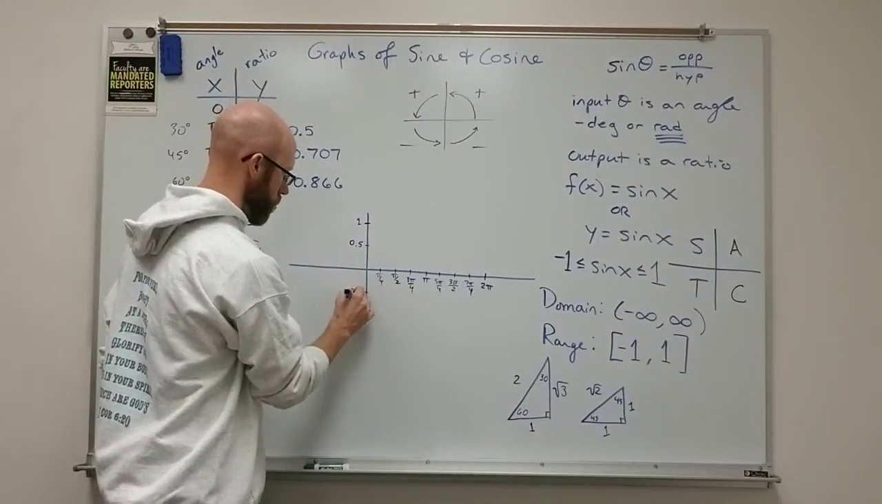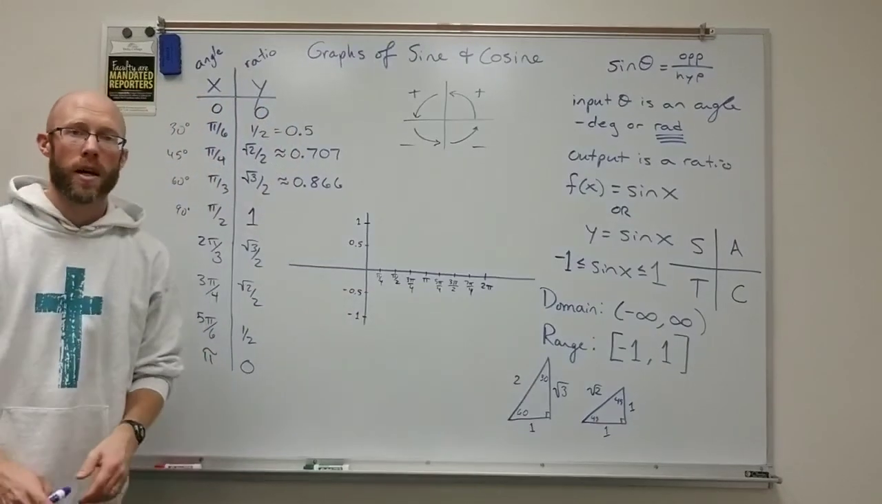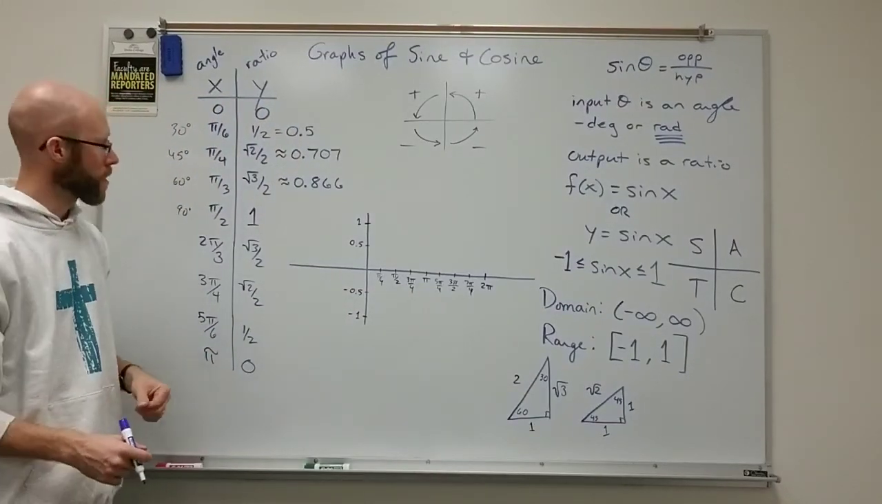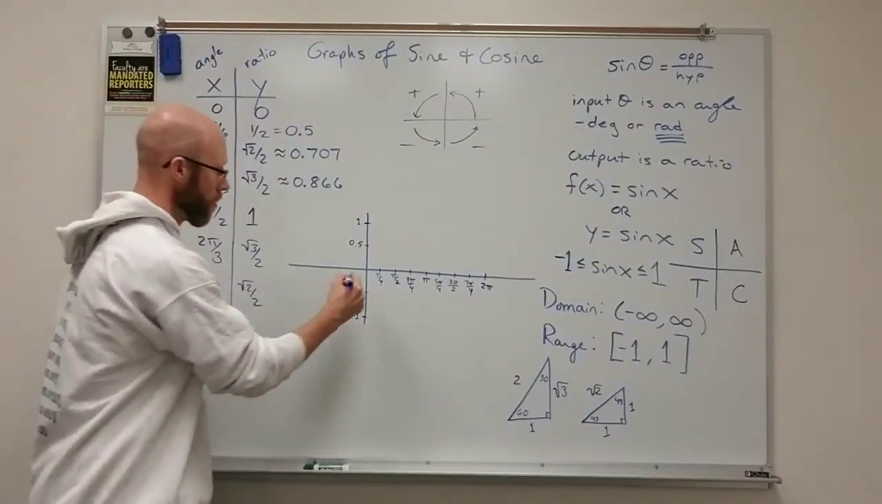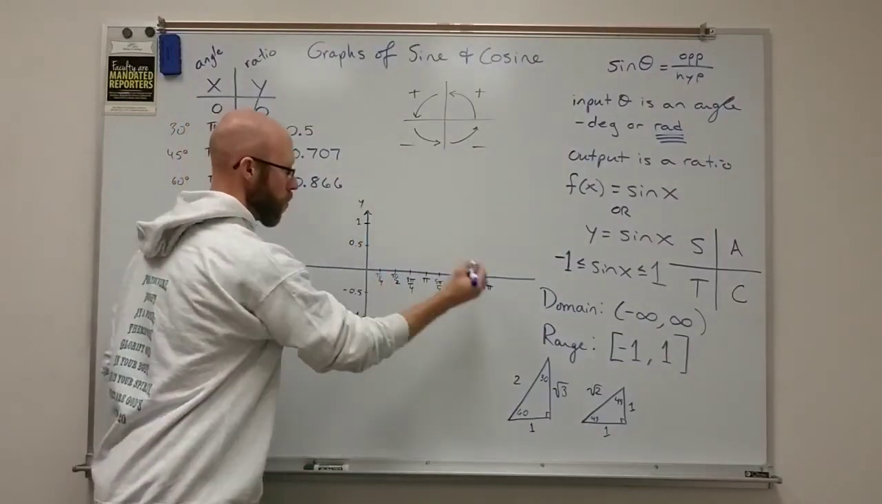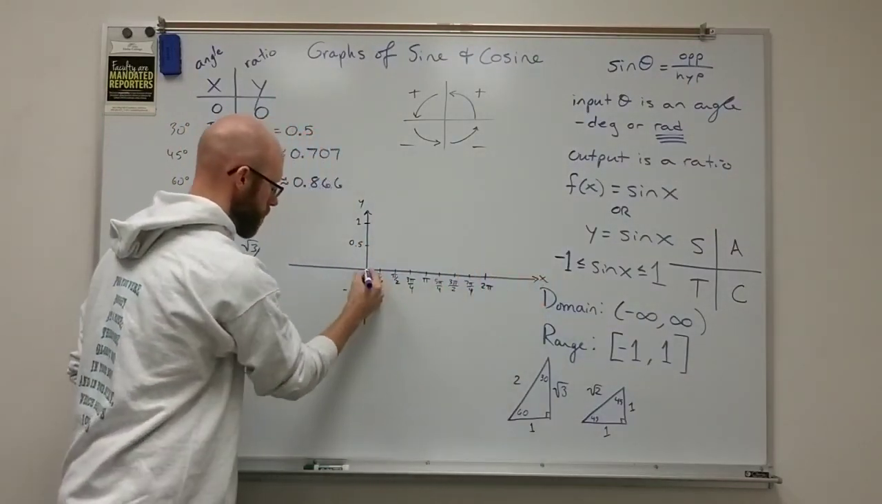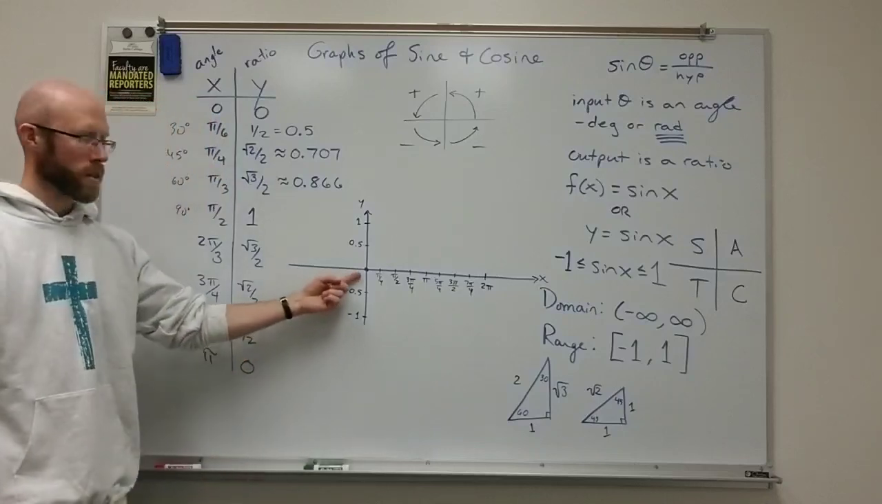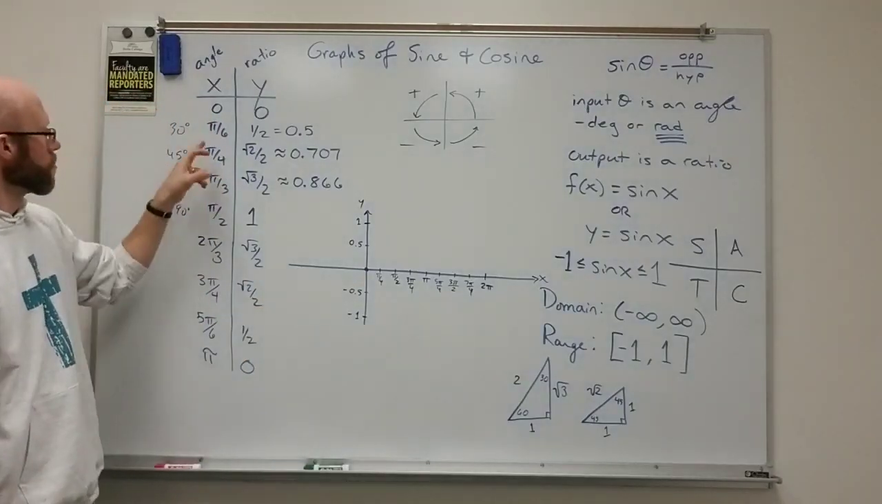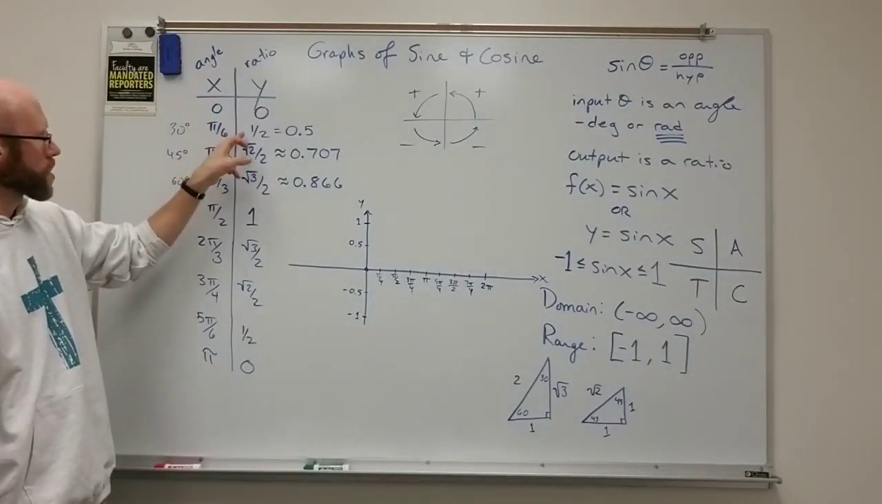0.5 and negative 0.5. There we go. Okay, and so now we just need to graph this thing. Plot the point. So 0, 0 is on the graph. This is my y, this is my x. So 0, 0 is a point on the graph, followed by pi over 6, comma 1/2.